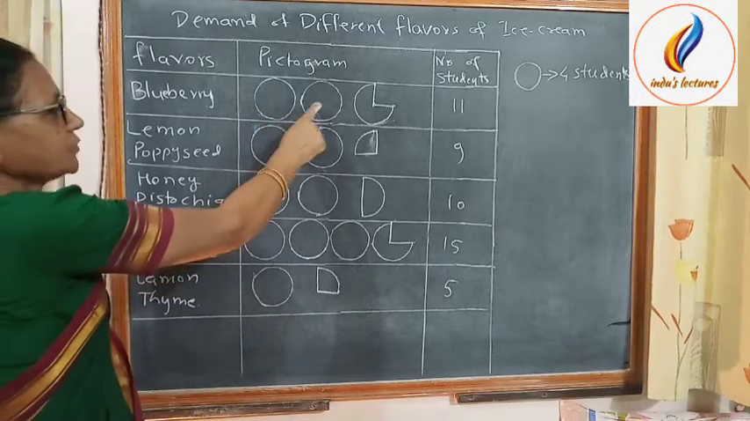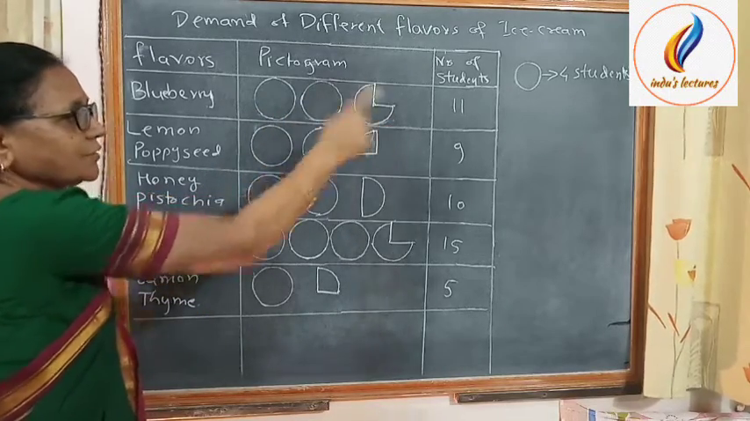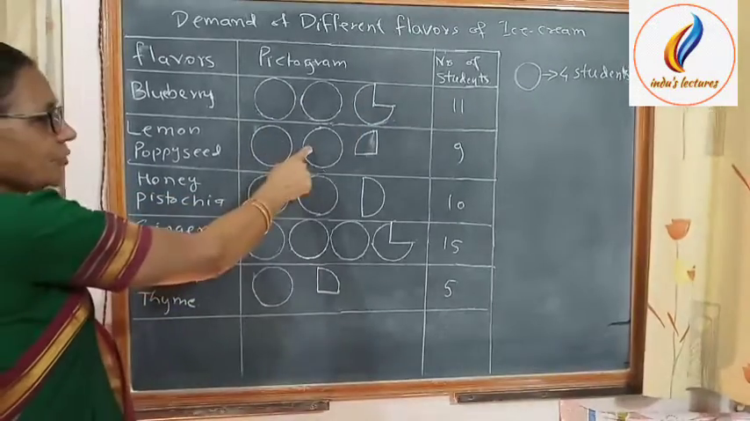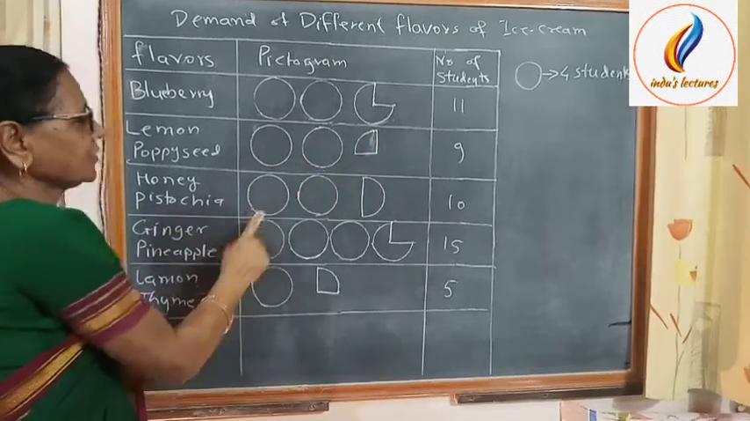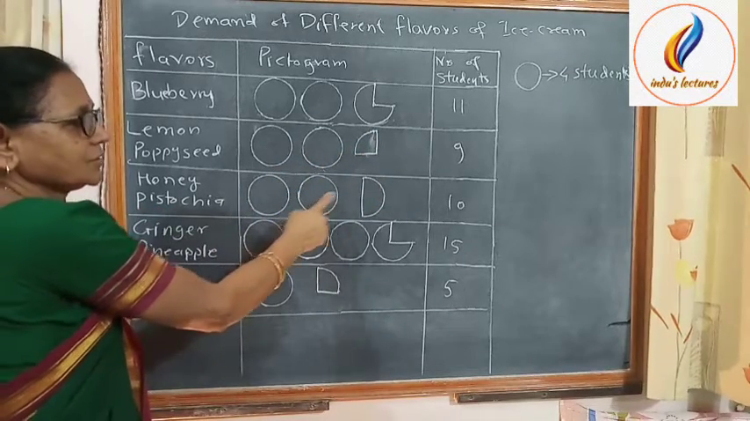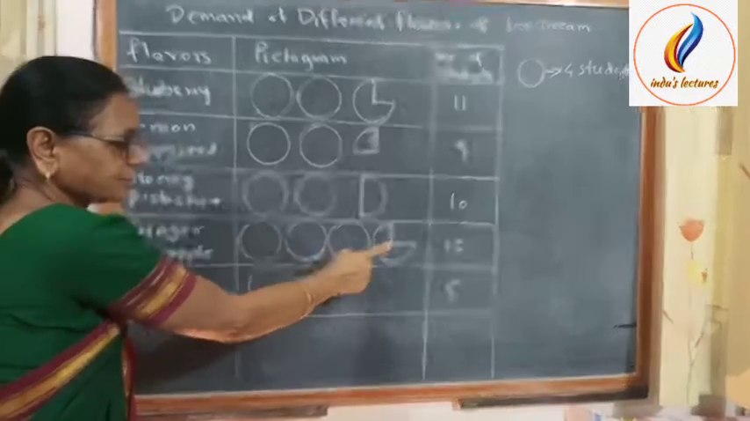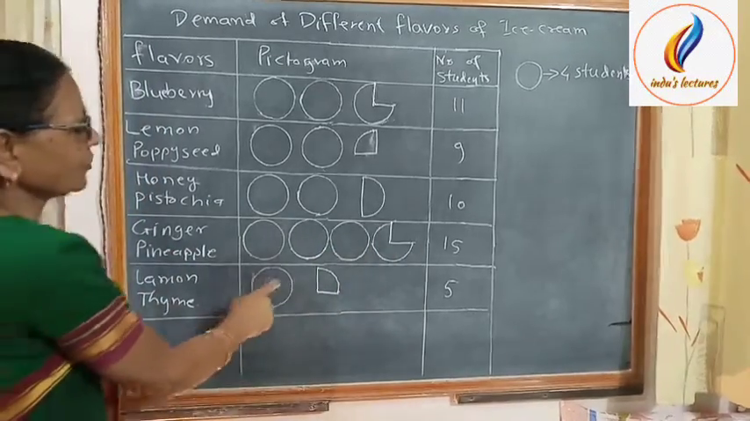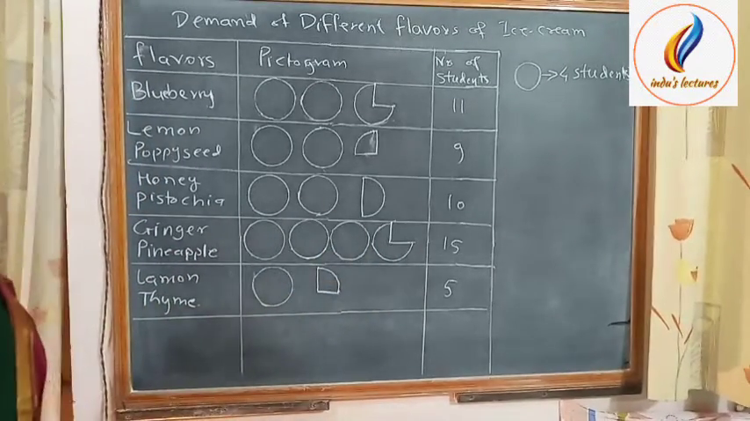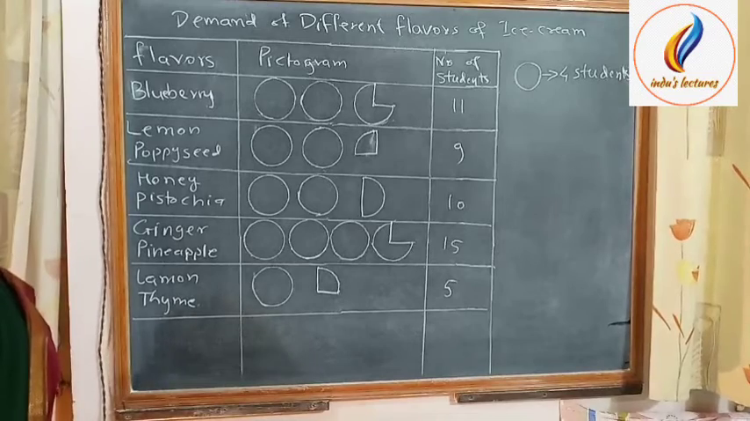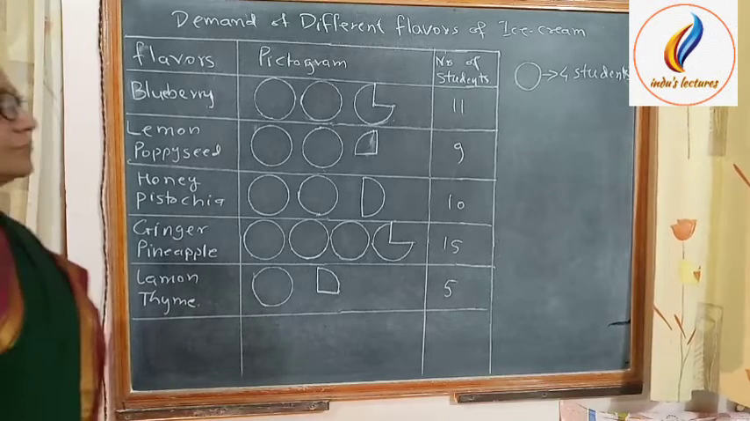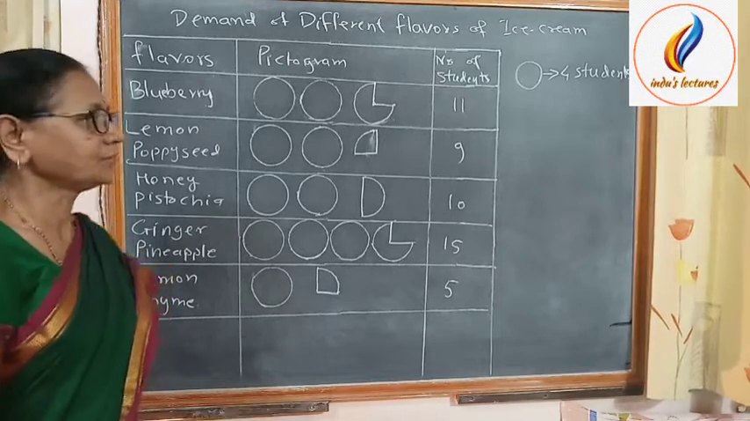Here 4 plus 4 plus 3, that means 11. 4 plus 4 is 8, plus 1 is 9. 4 plus 4 is 8, plus 2 is 10. Then 4 plus 4 plus 4 is 12, plus 3 means 15, and 4 plus 1 is equal to 5. In this way, in this part we have seen the pictogram and how to draw the pictogram.